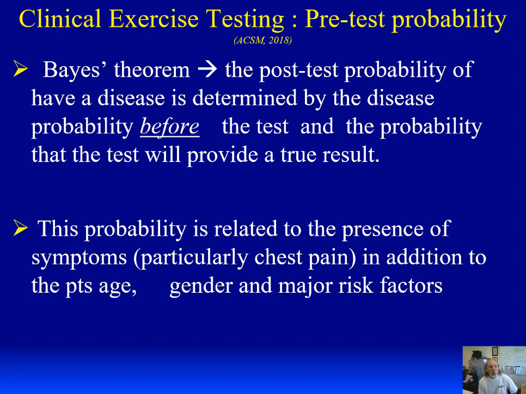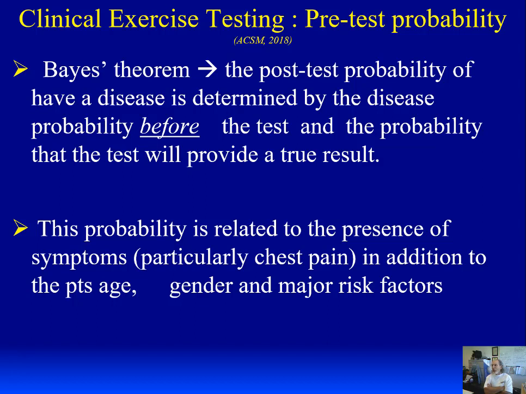Now, the post-test probability of someone having a disease is determined by the disease probability before the test and then the probability that the test will provide a true result. So let's look at somebody. I've got James in my office. He's a colleague from Bond, and we do research together. He's 35, I think. He's young, he's healthy, he's fit, no family history of heart disease, etc. He doesn't smoke. So we would think his pre-test probability would be very low, okay?